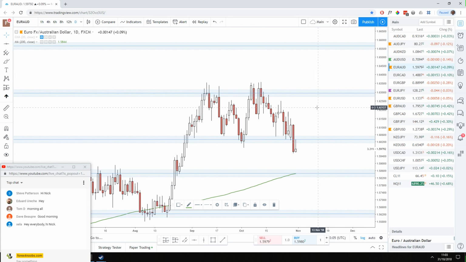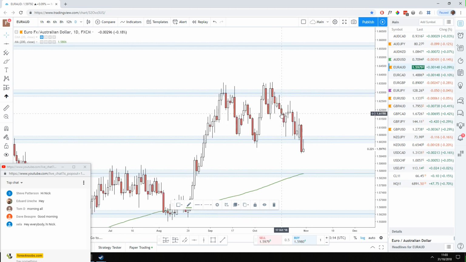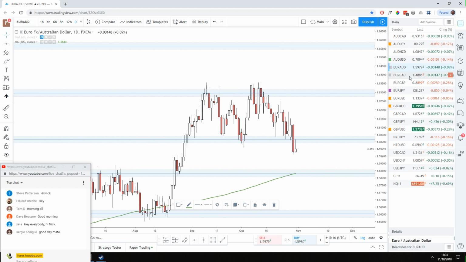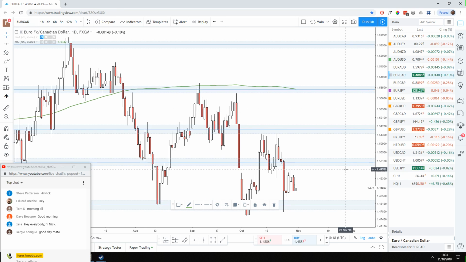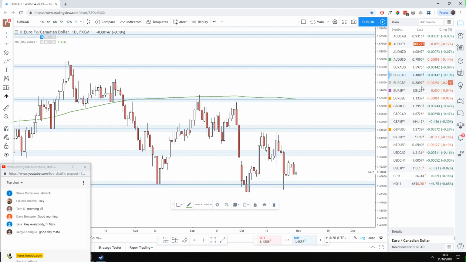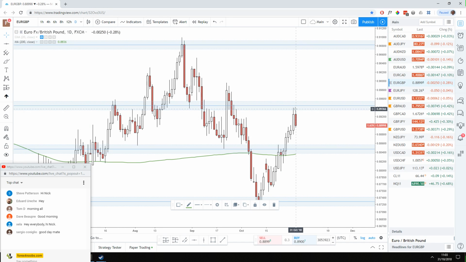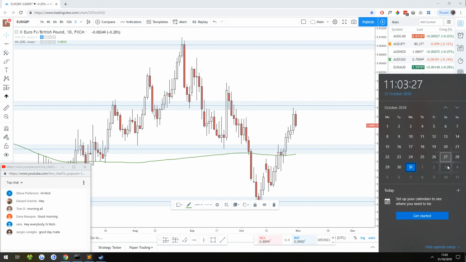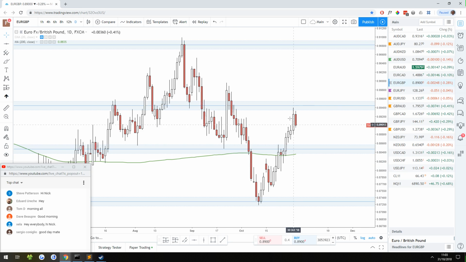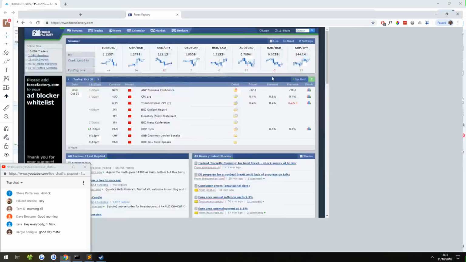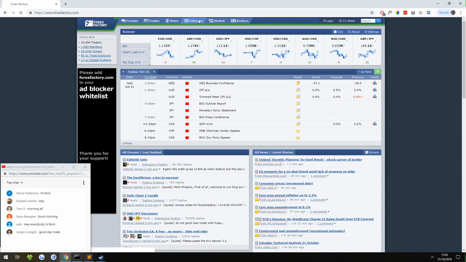EURAUD, we were looking at this one yesterday, but it just broke straight through the area. There's nothing going on here anymore, so I'm going to remove that one. EURCAD, in between support and resistance, nothing really there. This is NFP week, by the way, guys. It's going to be NFP on Friday, so during NFP week, you expect a pretty slow week heading up to NFP, and I completely forgot to do the news as usual.